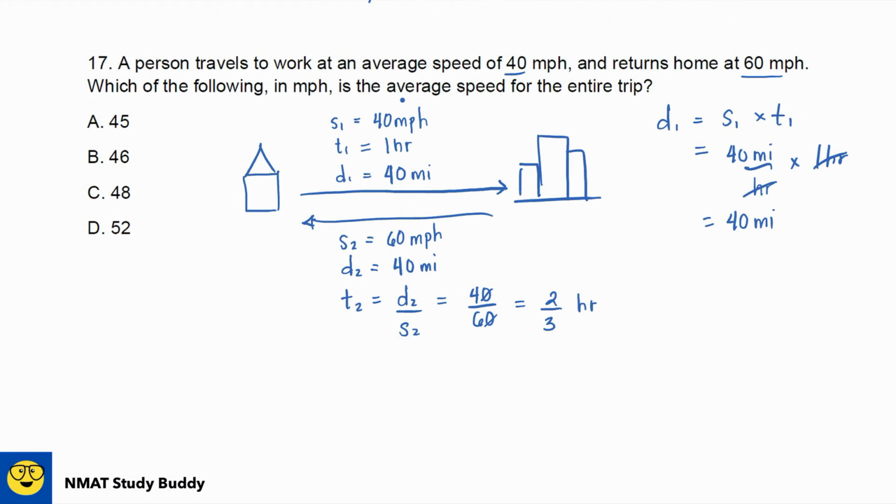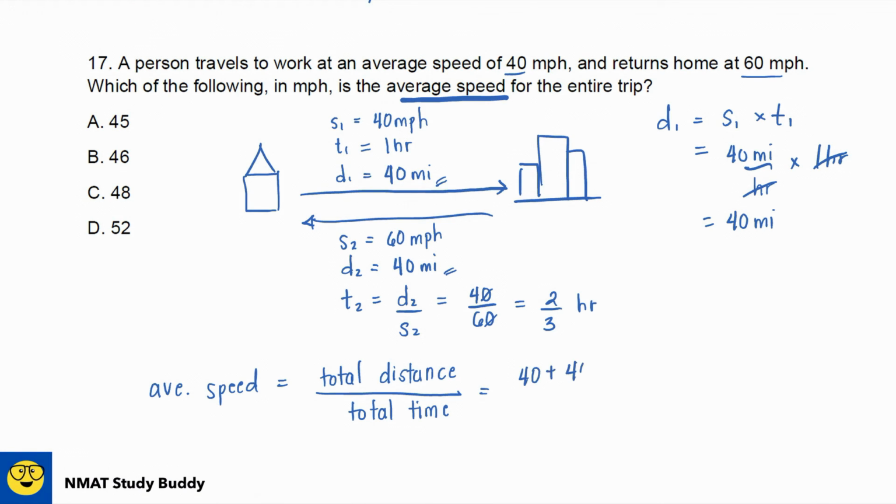So, what the problem asks us for is the average speed for the entire trip. So, the average speed is equal to the total distance over the total time. So, total distance is equal to D1 plus D2. So, 40 plus 40, all over the total time, which is 1 hour and 2/3. So, 1 plus 2/3, and the numerator is 80.